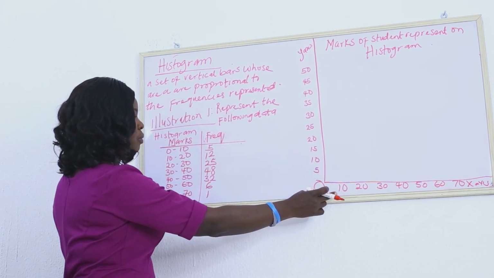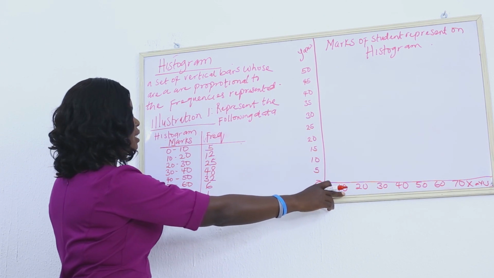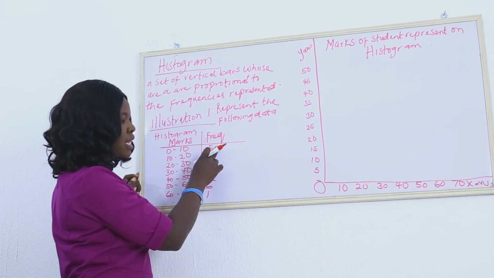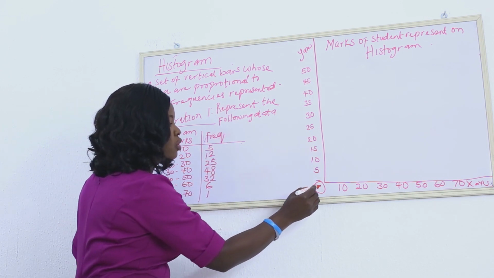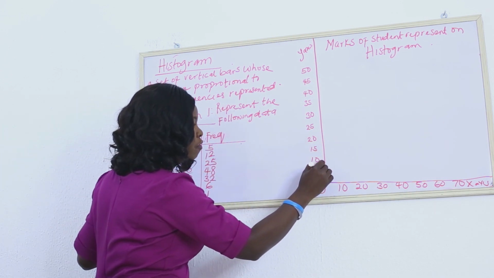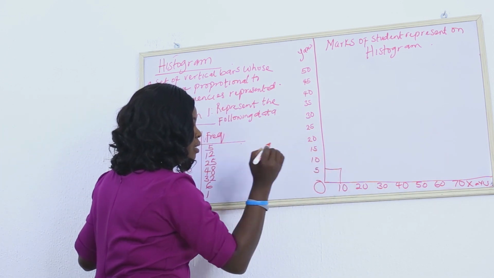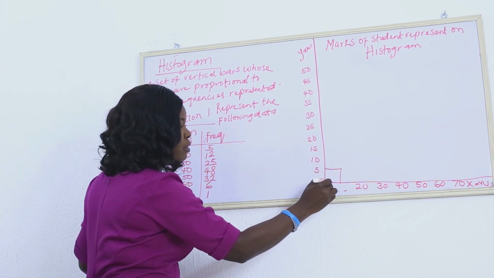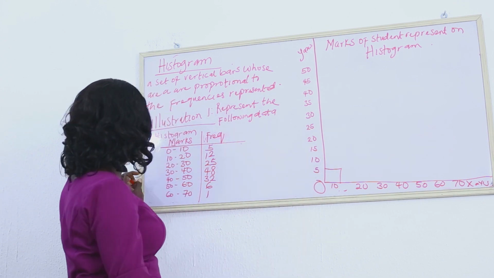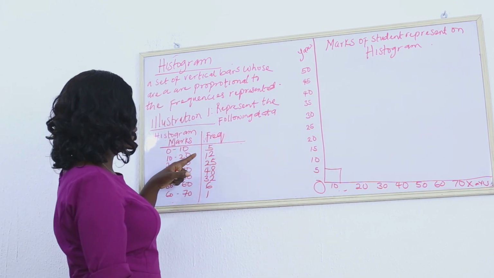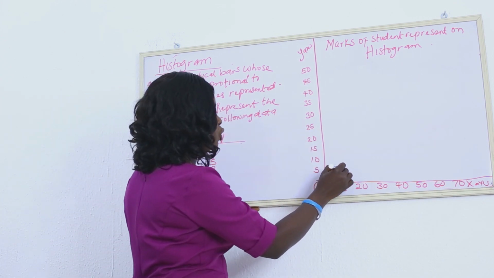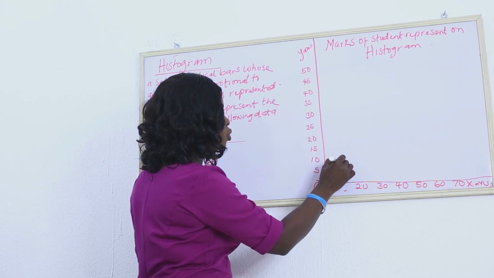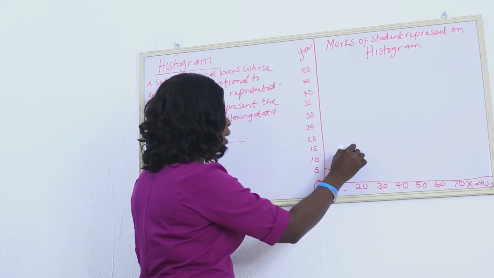Starting from the origin, the first class is 0 to 10, and the frequency is 5. So starting from the origin, I'm going to draw 5 like this. My mark from 0 to 10 is 5. Then 10 to 20 is 12. So I come here, join up to 12 and mark it.